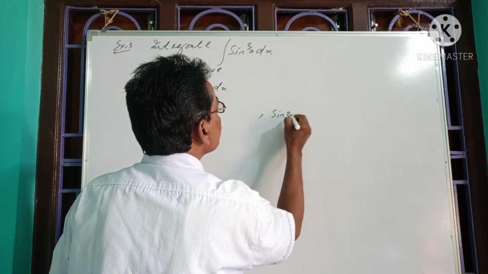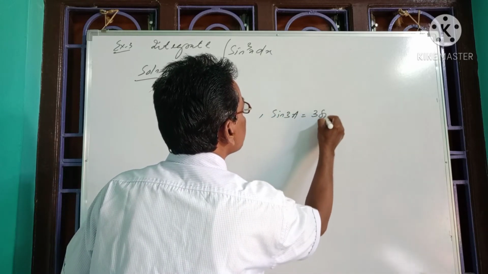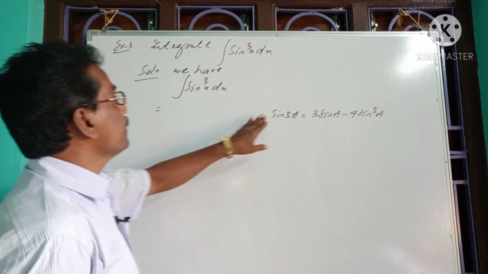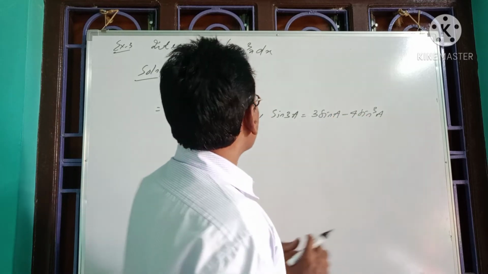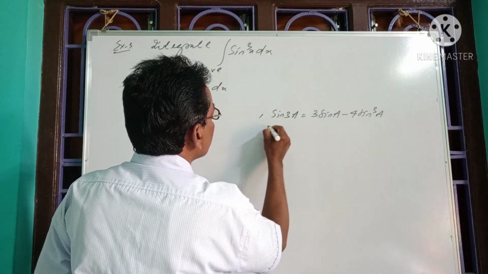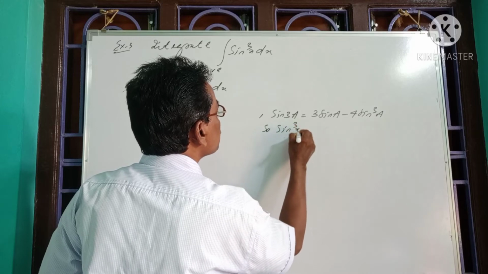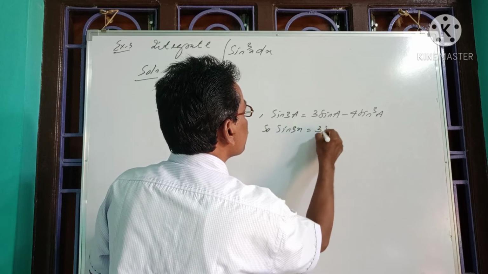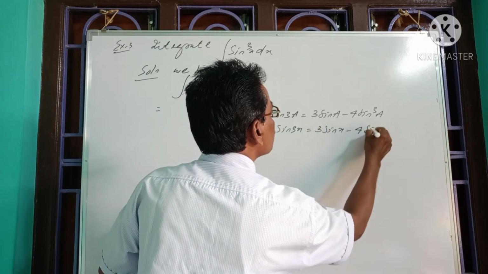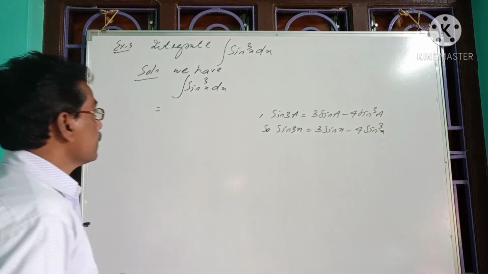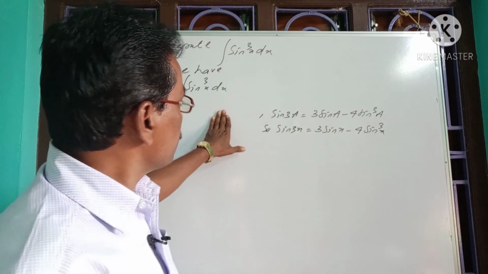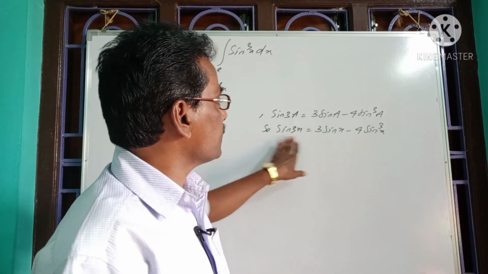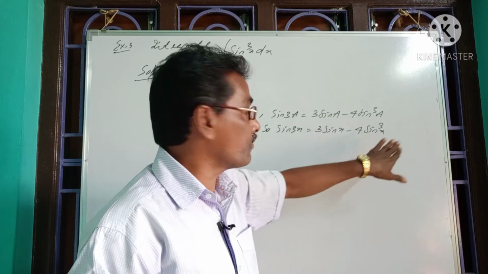We know sin 3a is equal to 3 sin a minus 4 sin cubed a. So in the same process, sin 3x will be 3 sin x minus 4 sin cubed x. Now, we have to integrate sin cubed x, but we recall sin 3x is equal to 3 sin x minus 4 sin cubed x, where sin 3x contains the integrand sin cubed x. So we have to solve for sin cubed x.